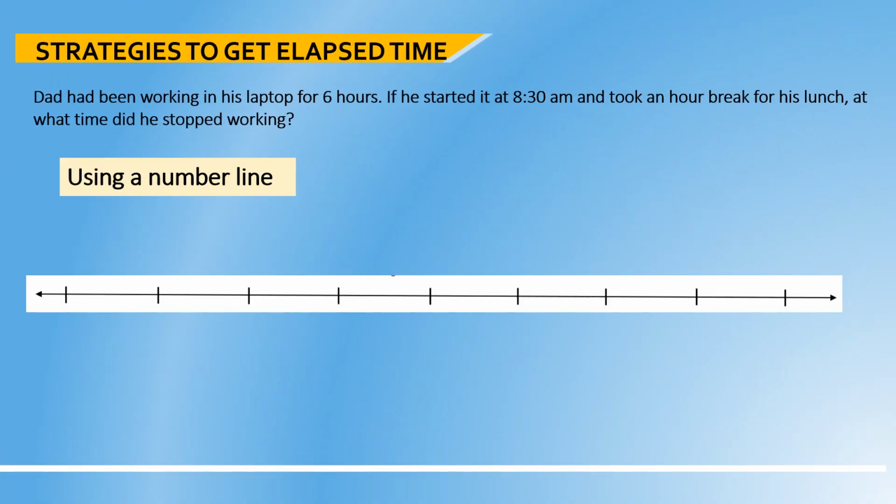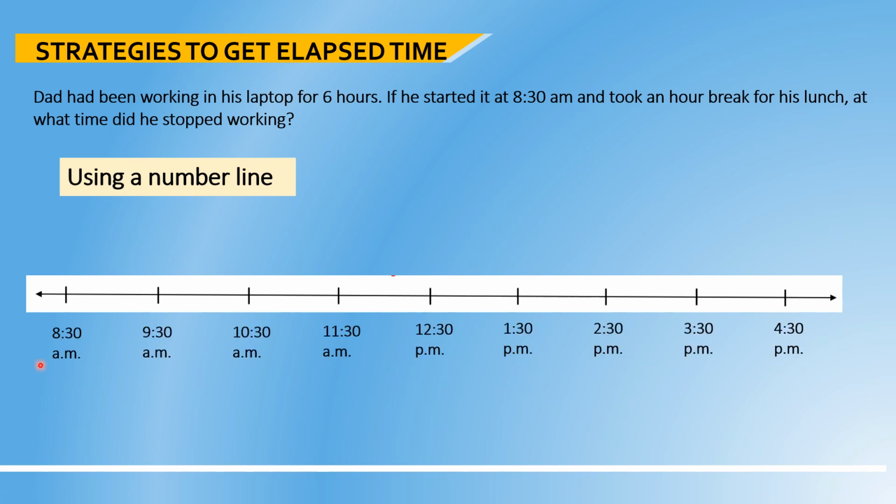Here is an illustration of a number line. In this number line, we are going to show not numbers, but time. Our problem states the hours Dad worked on his laptop. Therefore, our timeline will show hours. Let's start with the time Dad started working on his laptop. What time is it? Yes, Dad started working at 8:30 in the morning.